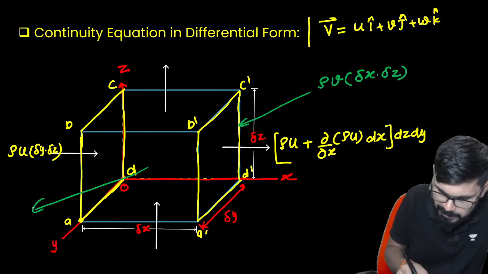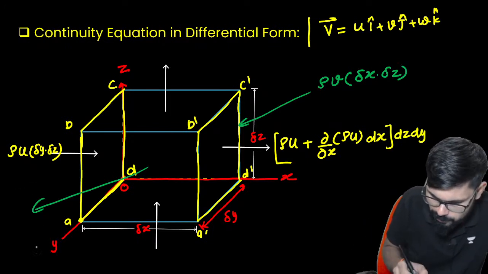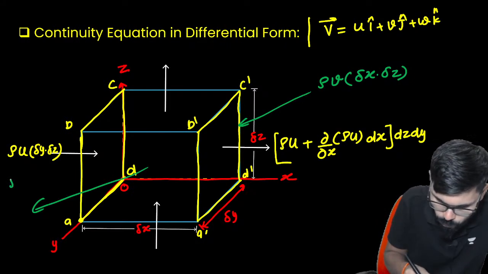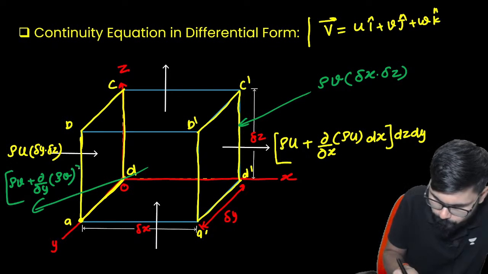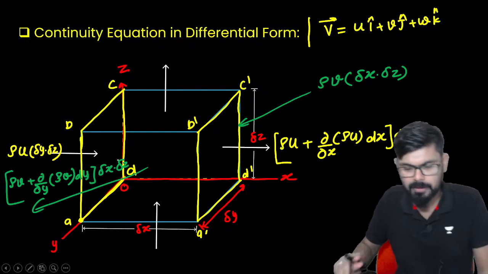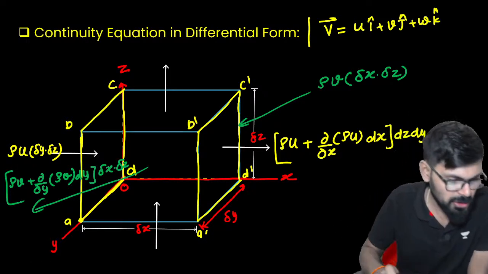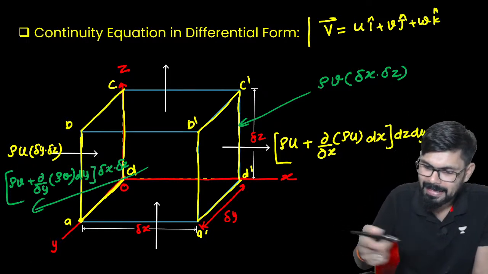So how much will it leave? Leaving is also the same thing, you can write with Taylor expansion. So I am writing from here: rho into v plus dou by dou y of rho into v into dy, into delta x delta z. Clear? So this is basically what happens in the direction of y.